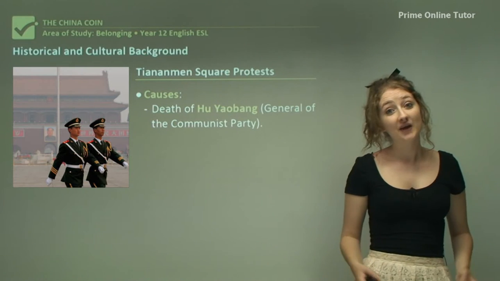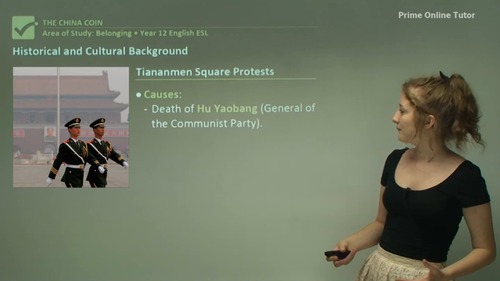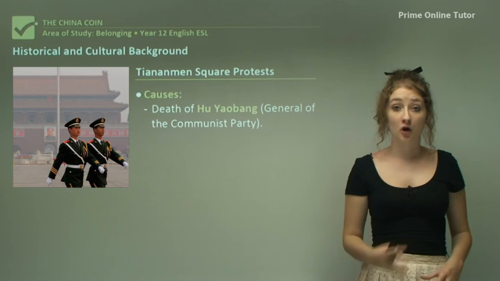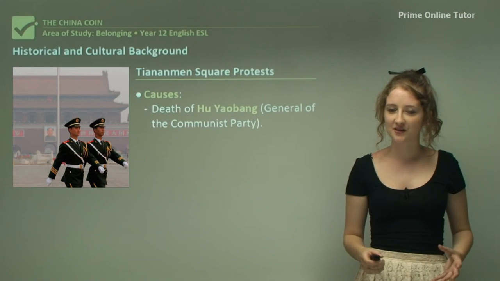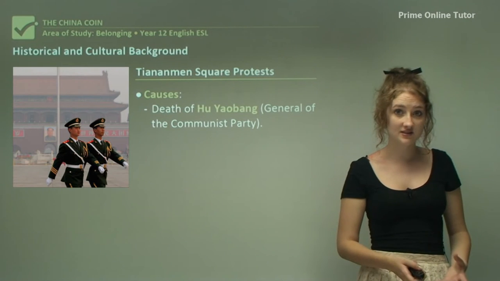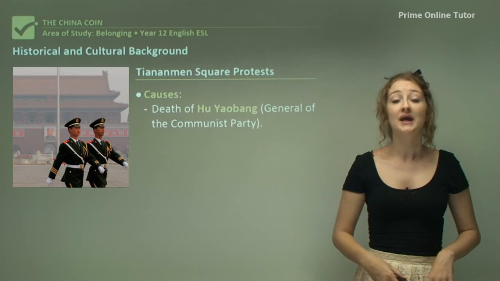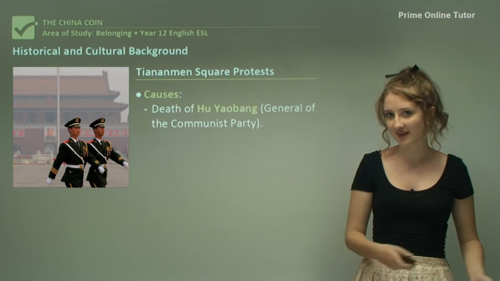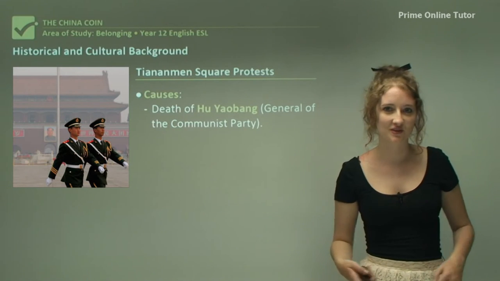So now let's take a look at the causes of these events. Basically, the death of Hu Yaobang, who was the general secretary of the Communist Party, really stirred up this frenzy, because people were no longer so subservient to the party. They saw a way out, an opportunity to express their opinions, to get them across not only to their government, but to the rest of the world through the scale of the protests which they were trying to produce.